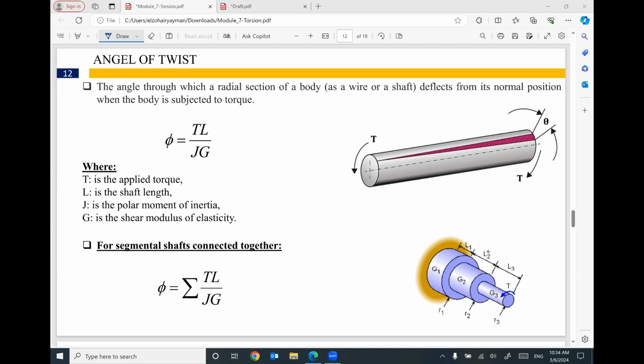In this video, I will go through the second effect of the torsion, which is the angle of twist, phi. It is the angle through which a radial section of a body deflects from its normal position when the body is subjected to a torque. I would like to explain it in more detail here.